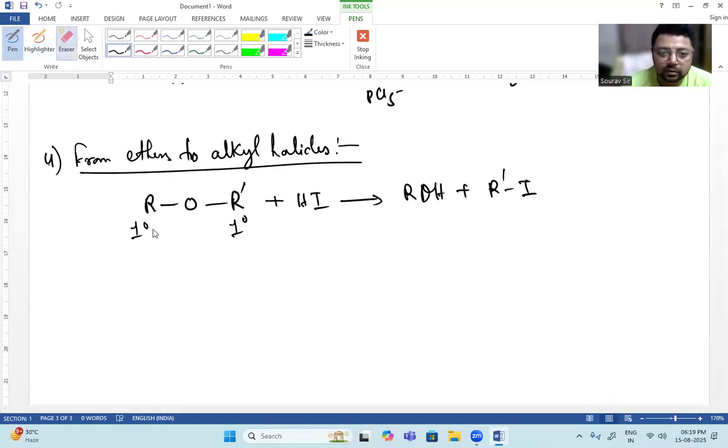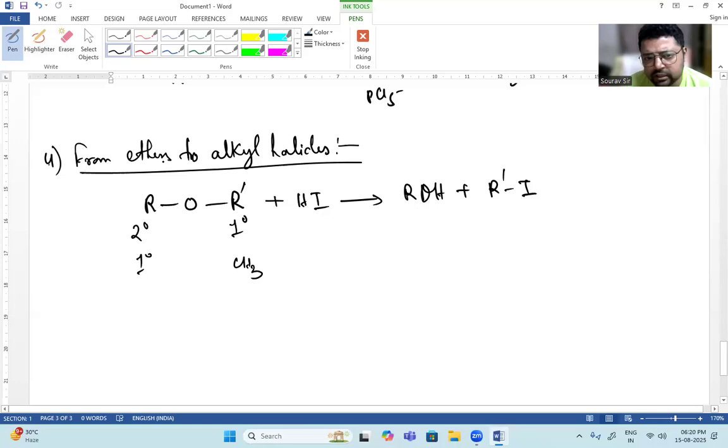But if R is 2 degree and R' is 1 degree, then this will form. If R is 3 degree and R' is 1 degree, then also this will form along with the other. But if R' is 2 degree and R is 1 degree, then this will form predominantly. Even if it is 1 degree and it is methyl, then also you will get this one. Understood? In 3 degree cases, SN1 reaction will occur and there we can get the RI from the SN1 reaction. So this is cleavage of the ether bond.